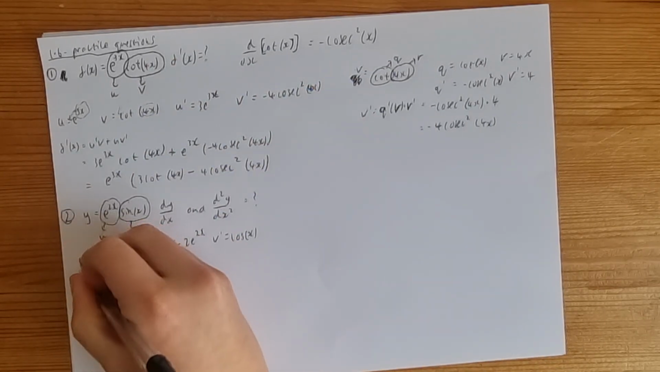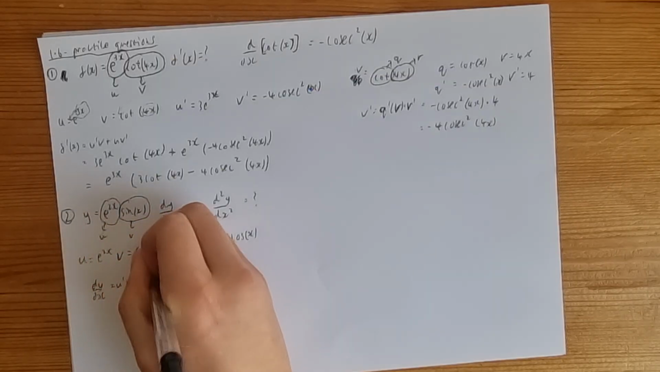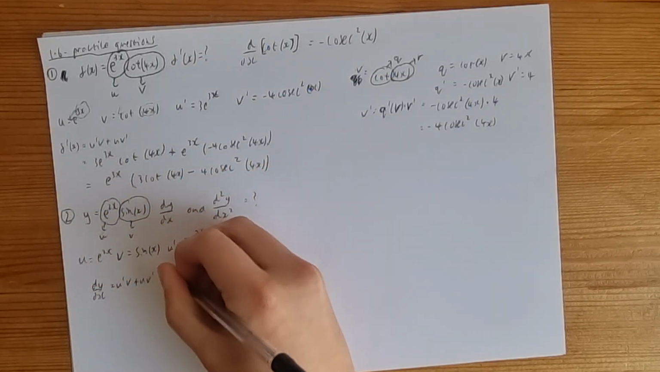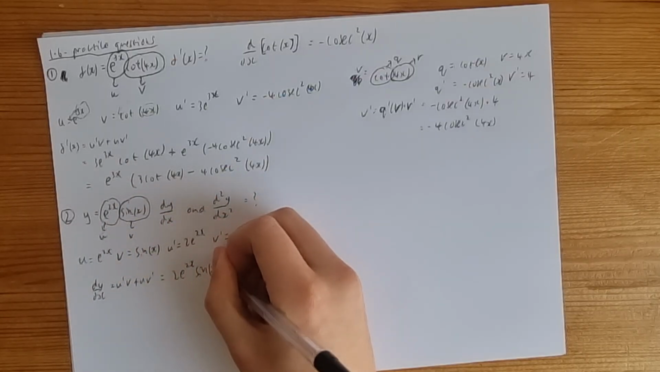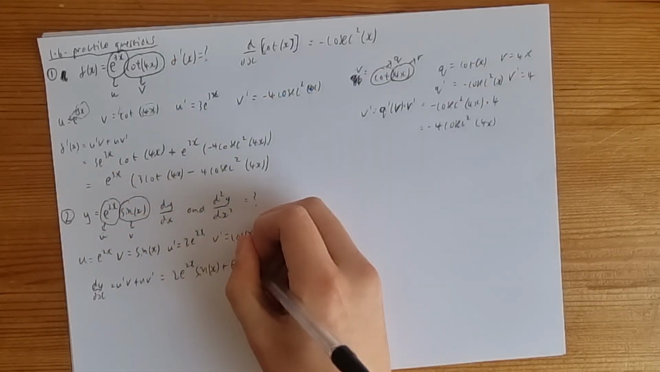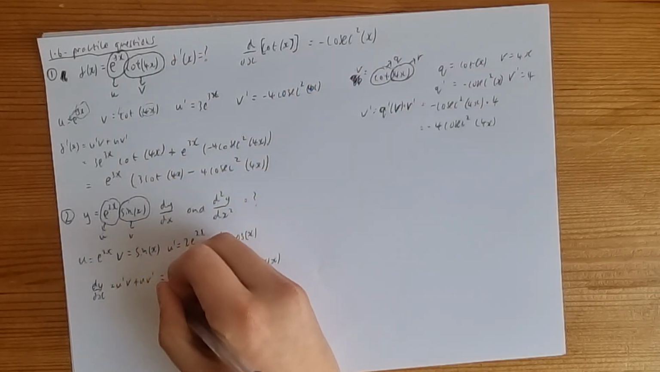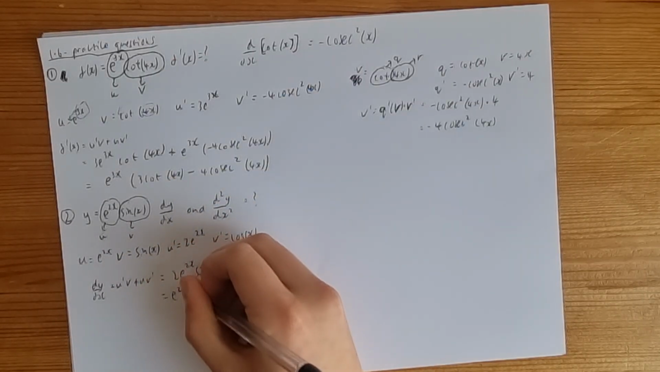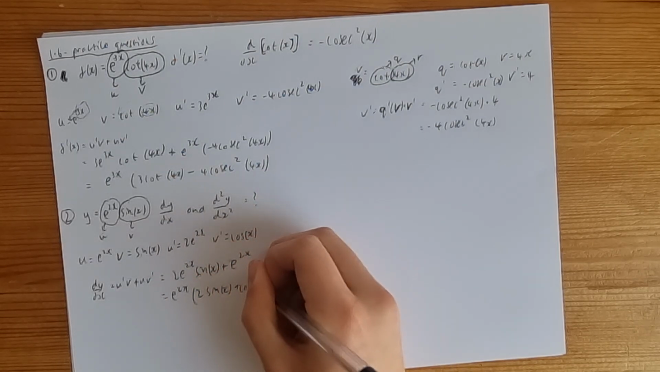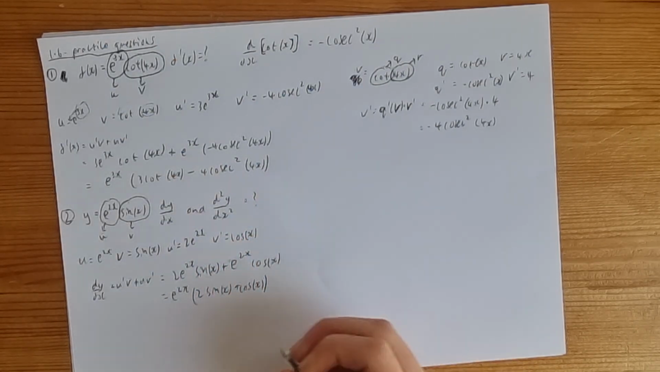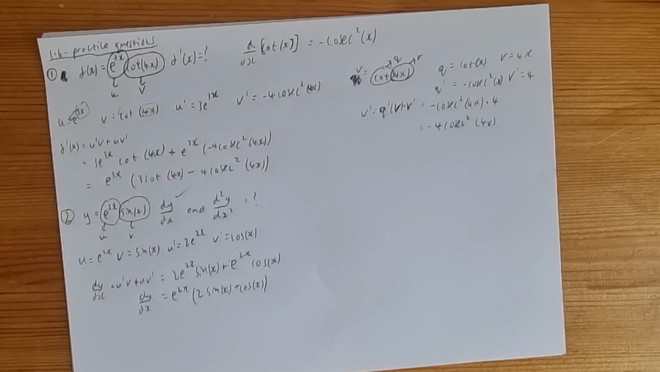And so dy over dx is equal to u prime v plus uv prime, which in this case is equal to 2e to the 2x times sine of x plus e to the 2x cosine of x, which you can factor the e to the 2x, so you get e to the 2x times (2 sine x plus cos x), and so that's dy over dx. So we've got this part here, that's done.